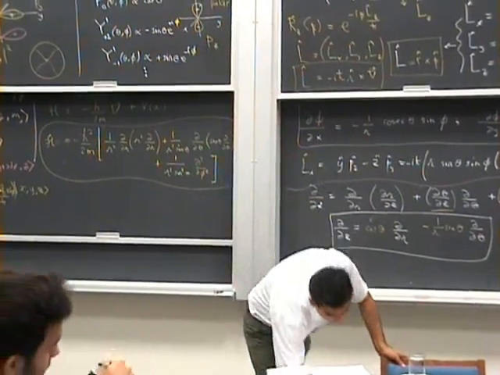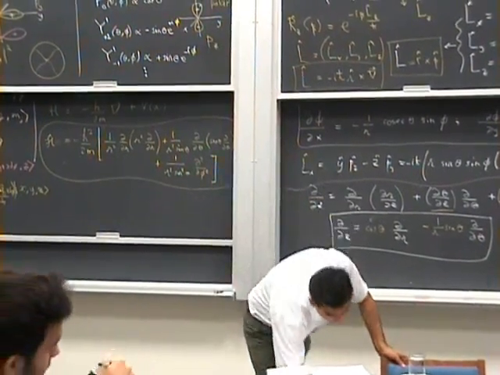And all of this can be summed up quite succinctly in this form. The operator L equals the cross product of the position operator R and the momentum operator P. And its components follow quite straightforwardly from this cross product.